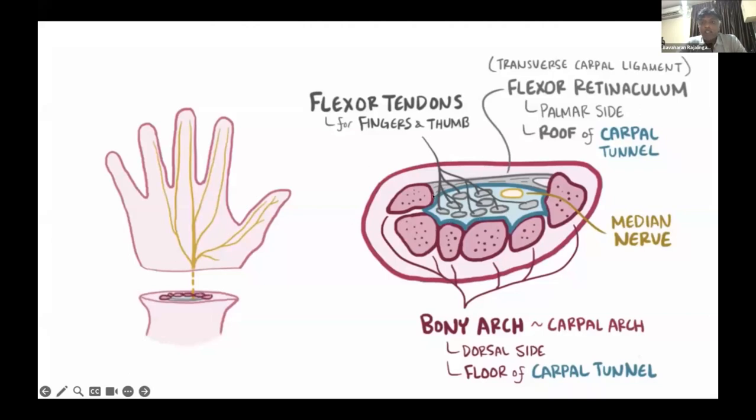As we all know, the carpal tunnel is formed by the bony arch and the transverse carpal ligament, which forms the roof of the carpal tunnel, and you have the bony arch on the dorsal side. You have multiple flexor tendons here, which go to the fingers and thumb. And the median nerve is located here, in the medial aspect.